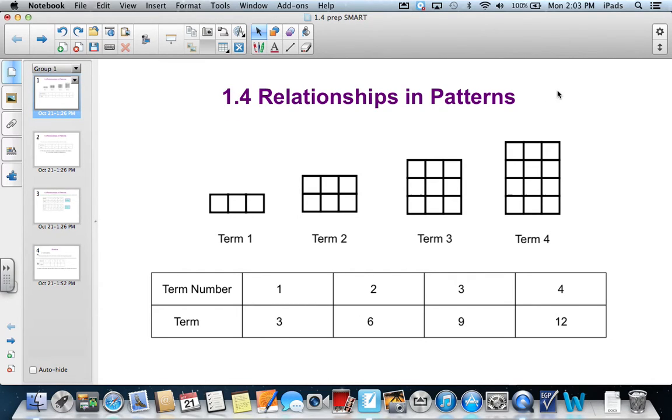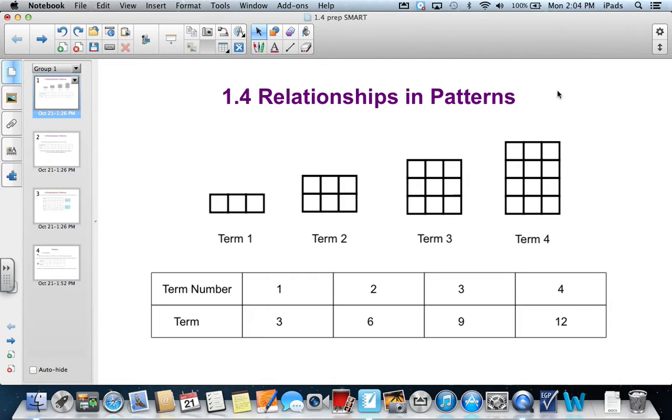Section 1.4, relationships and patterns. Everybody knows that when you have a consistent pattern with numbers, or as we've talked about, and most people should know now, as we use patterns, numbers are consistent throughout a pattern. If you look at term 1, 2, 3, and 4 here, there's a consistent pattern across each one.